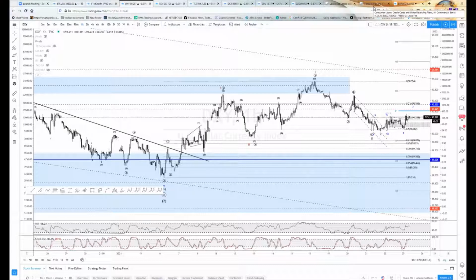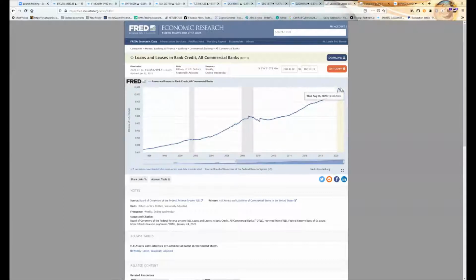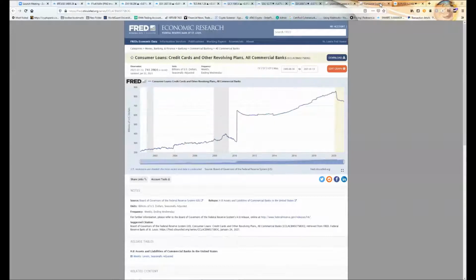So if we look over here, here's FRED, the St. Louis Fed site, and we can see here's the problem. This basically peaked out around May of last year. Let me pull this over a little bit. You can start seeing how we've been dropping off here. This is loans and leases and bank credit, all commercial banks. So we've got a contraction of credit going on. And the same thing right here with credit cards and other revolving plans, all commercial banks. I mean, consumer loans dropping off here.